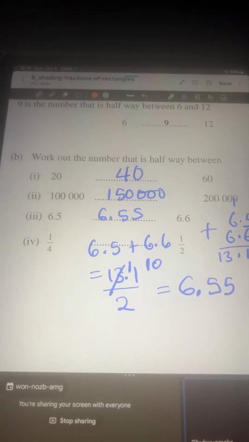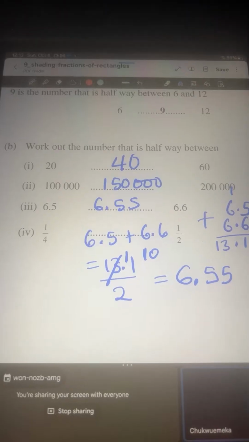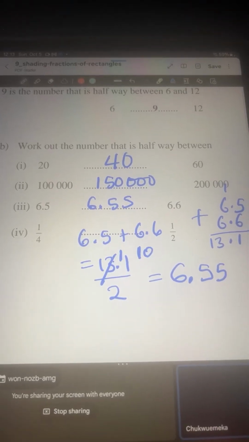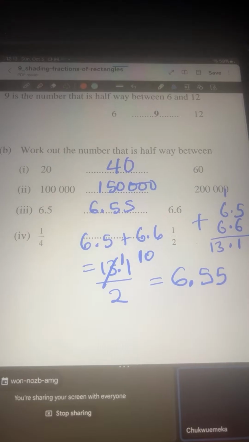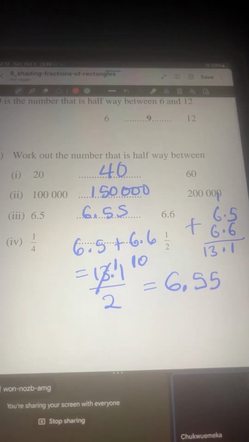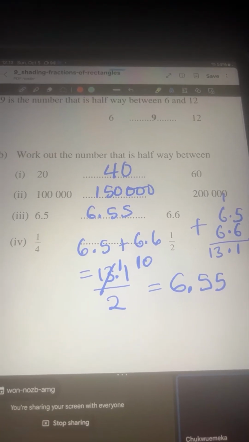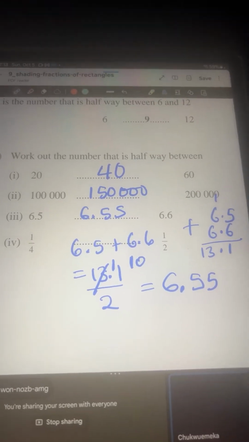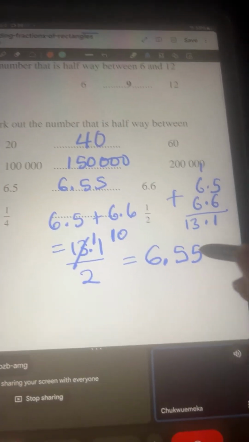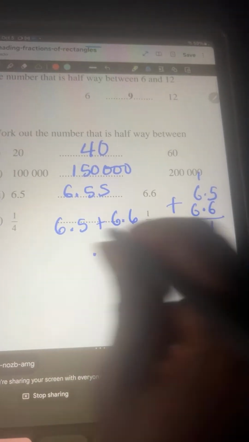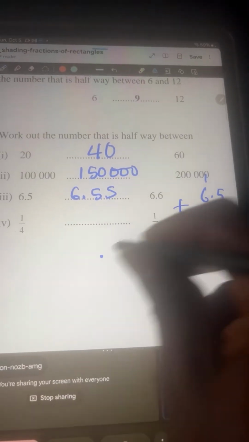You understand what I've done here? Yes. Are you sure? Yes. Yeah, so this is how to find out the number in between two other numbers. Now, we have the fourth one. So I have to erase this to be able to find the fourth one.